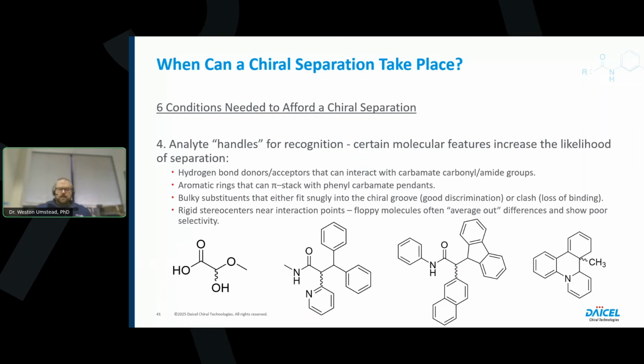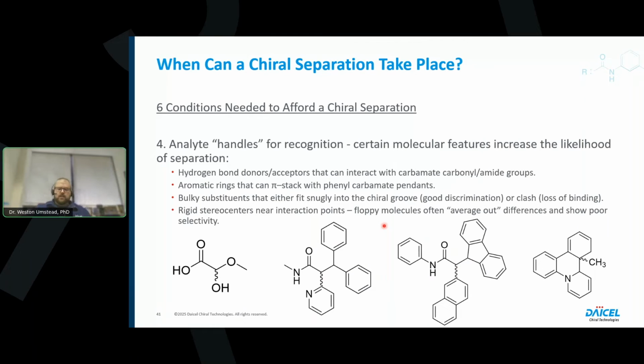And rigid stereocenters are oftentimes better than floppy, extended chiral molecules. Floppy molecules, let's say long linear alkyl structures where the chiral center is way far out on the end, have a really large degree of rotation. And so while they might interact with the chiral stationary phase, oftentimes the energy difference averages out and we lose the selectivity or we lose the separation.